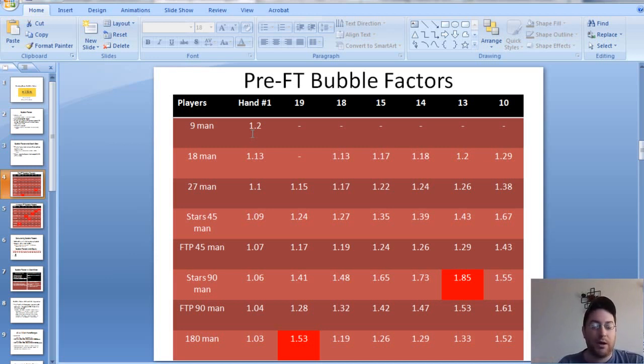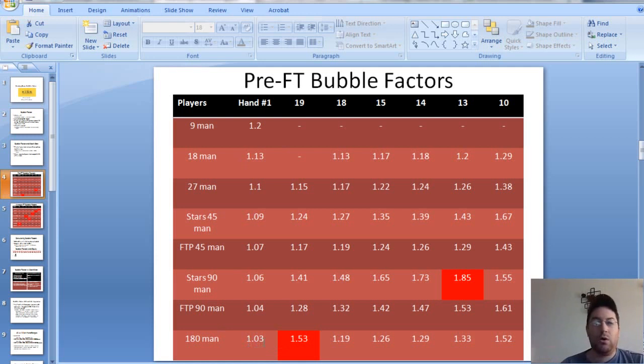So I'll get into that, but again, I want to point out what the bubble factors are, what the trends are for each game. So as a 180 or in a 9-man, 1.2 to start. As you start adding in more players, so you get an 18-man, a 27-man, a 45-man, because you're essentially further away from the money, you need to consider ICM a whole lot less. Now in an 18-man, you have 2 tables, so 1.13. All the way down to the 180-mans, where it's 1.03. About as close as 1 as you can get.